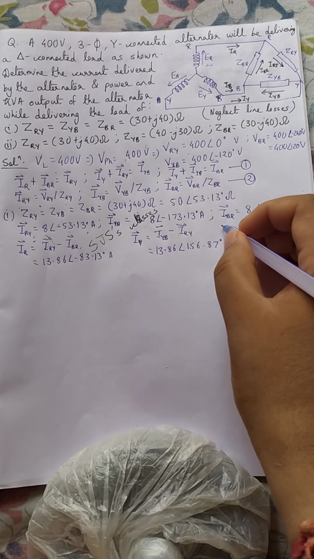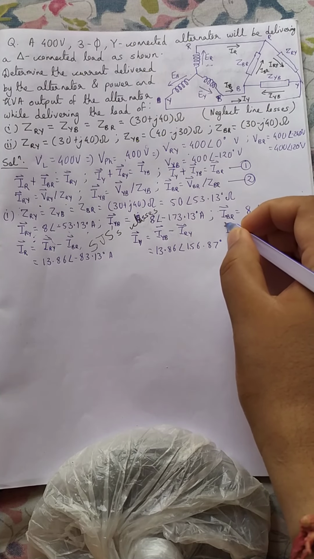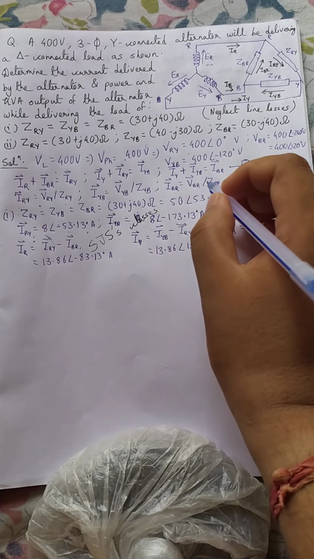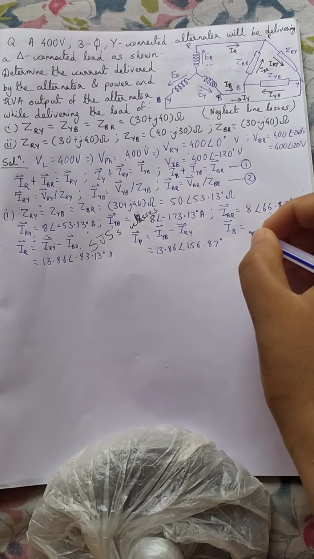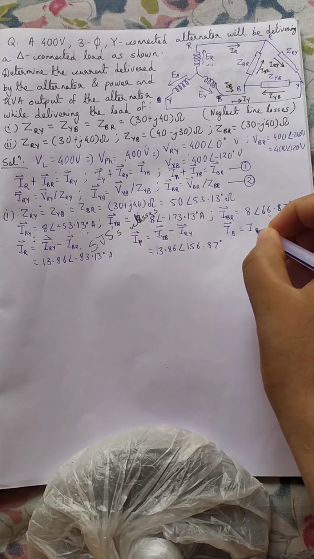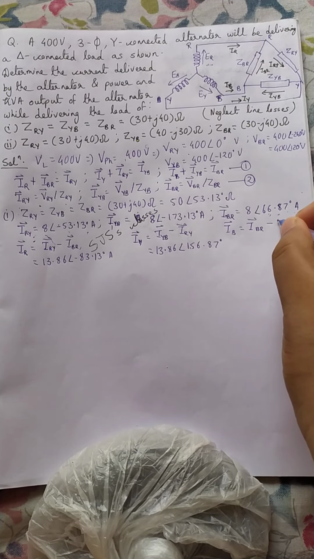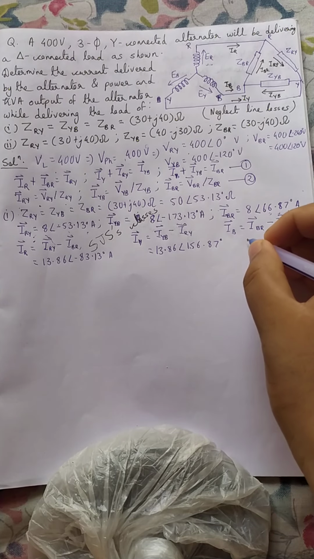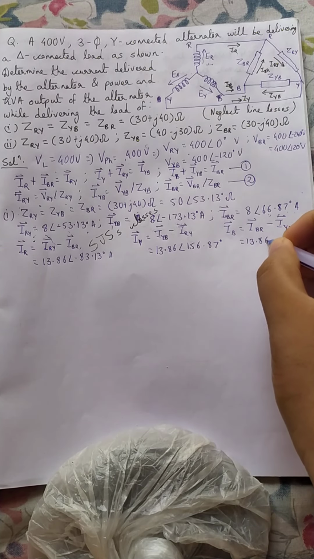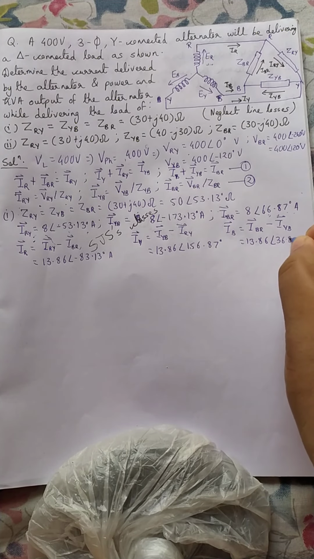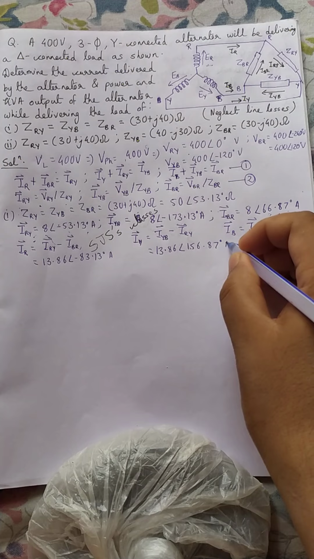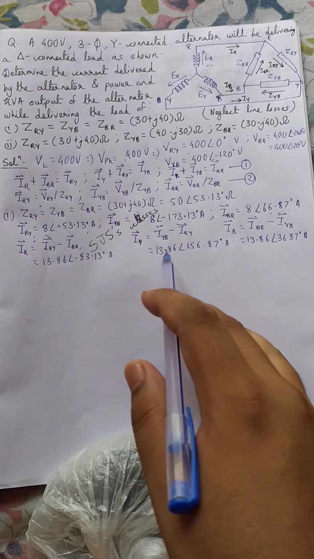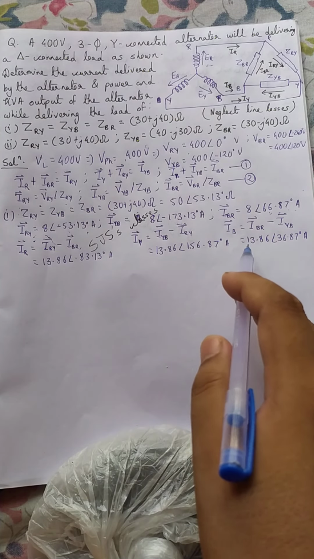156.87 degree, and IB from this equation, it would be IBR minus IYB. So it would be again coming to be 13.86 angle 36.87 degree ampere. So again you could see IR, IY, IB, all three are having the same magnitude and they are phase apart by 120 degree.